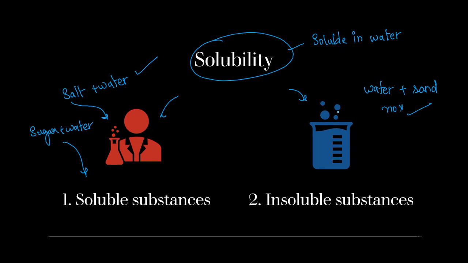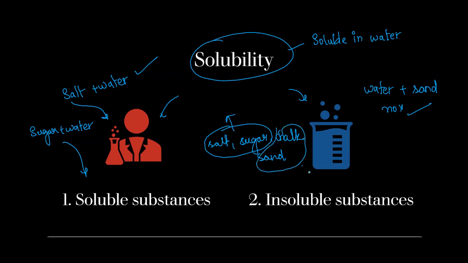If I were to give you salt, sugar, chalk powder, as well as sand, how would you classify it? I'll say, based on the solubility, classify the substances. Sure, salt and sugar, you're going to keep in one place, right? Because they are soluble in water. Chalk or sand, they are insoluble in water. So you could group them as the insoluble substances.